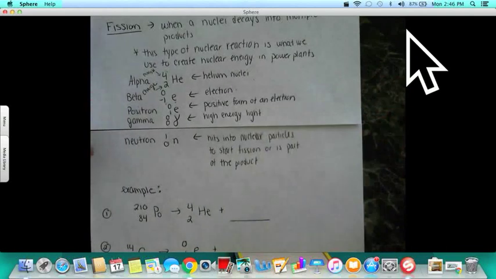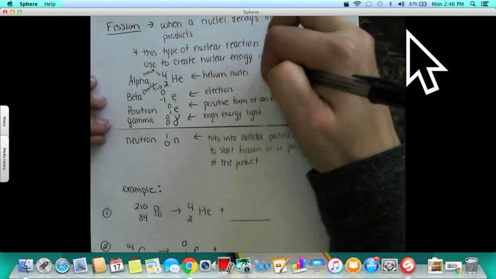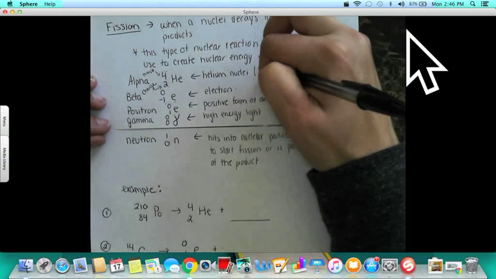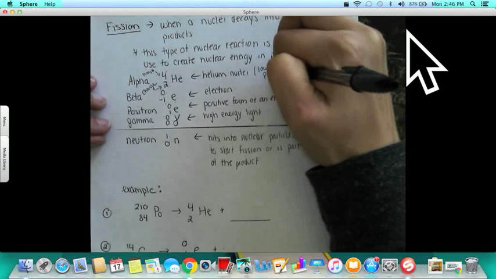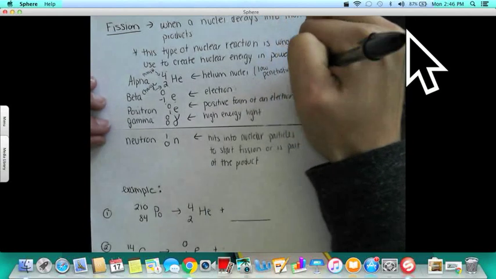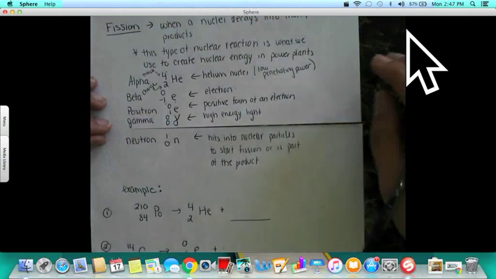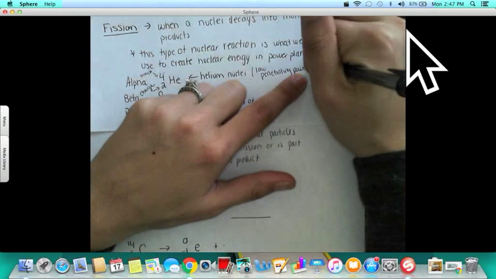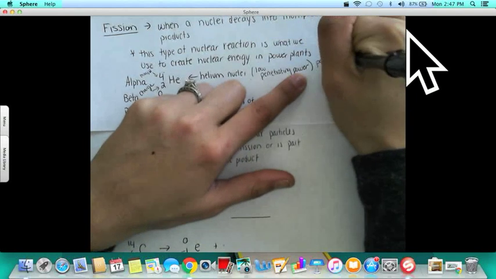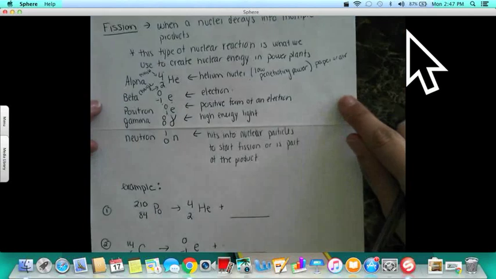So we need to know a few different things about each of these particles. We want to know how strong they are and what we need to do in order to protect ourselves from getting hit by these nuclear particles. So an alpha particle is not very strong, so it has low penetrating power. In order to block yourself or protect yourself from an alpha particle, you only are going to need paper or air. So again, we don't really need a whole lot to protect ourselves.